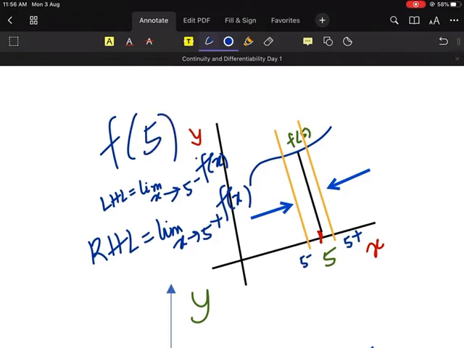f of 5. Then how can I say a function is continuous at 5? If the left hand limit, the right hand limit and the value of the function at the point all converge at one value. Have you understood? If all these three are equal, then only we can say that the function f(x) is continuous at the point 5. Am I clear? Everyone, yes or no?